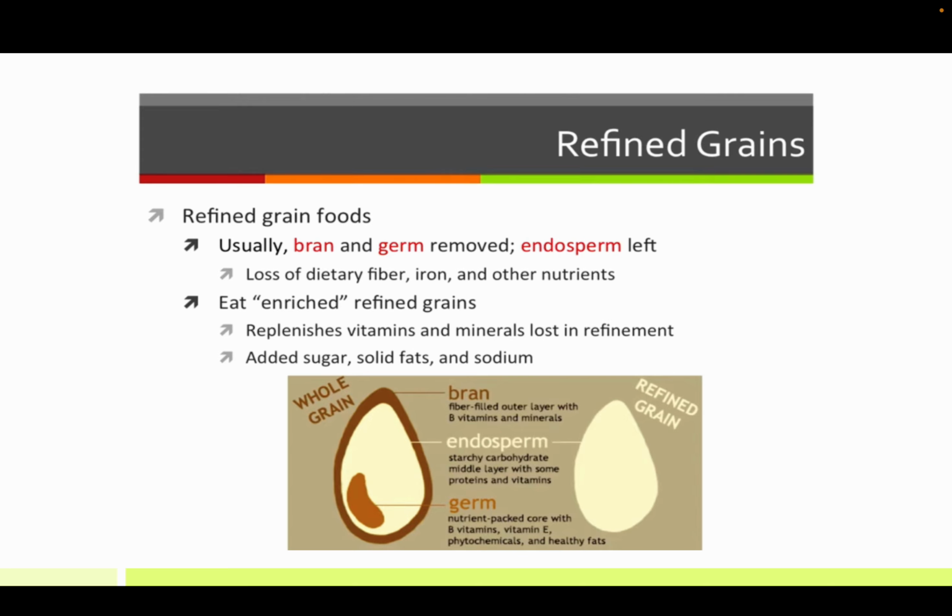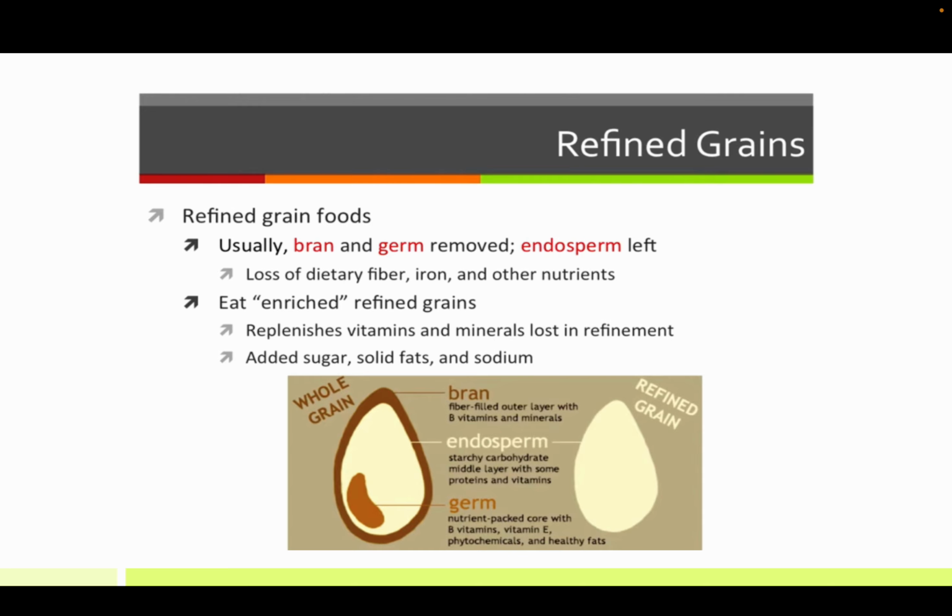The bran is the outer layer of the grain kernel and contains antioxidants, B vitamins, and fiber. The germ, which is the plant embryo, contains B vitamins, protein, minerals, and healthy fats. So when these are removed during refinement, many nutrients are unfortunately lost.